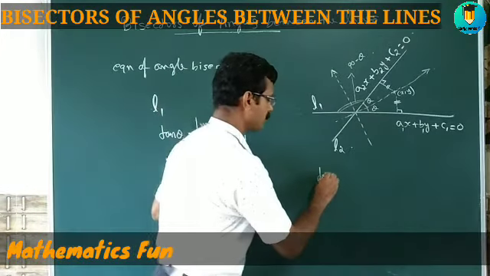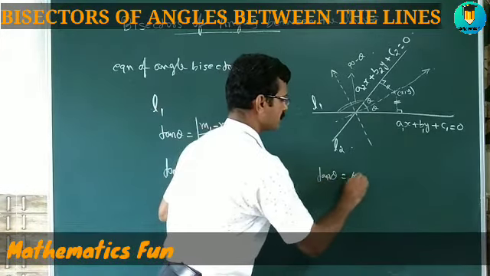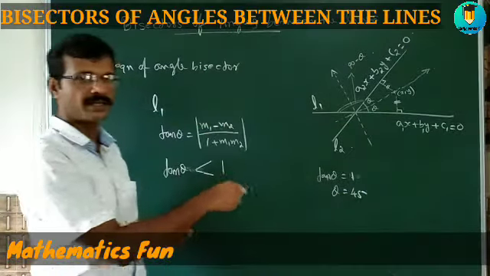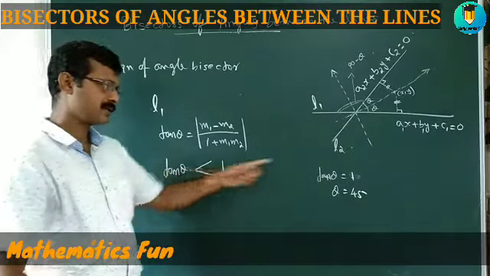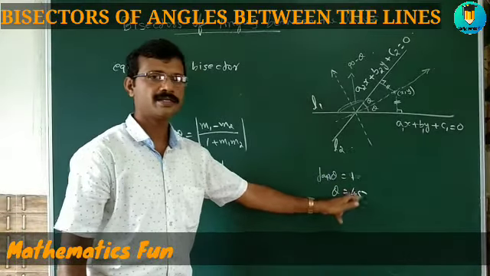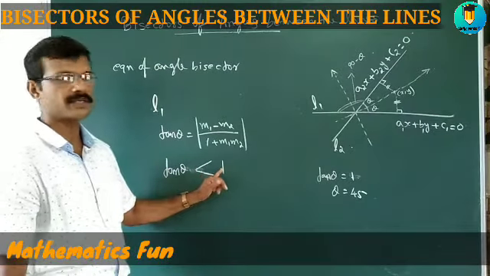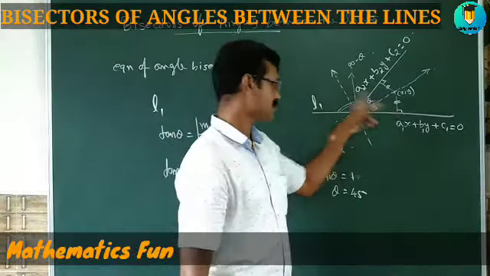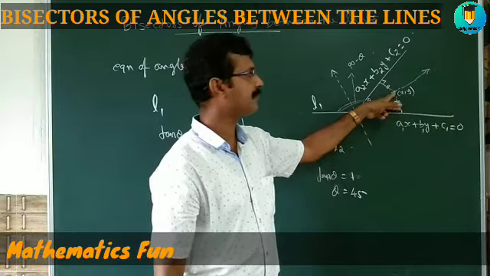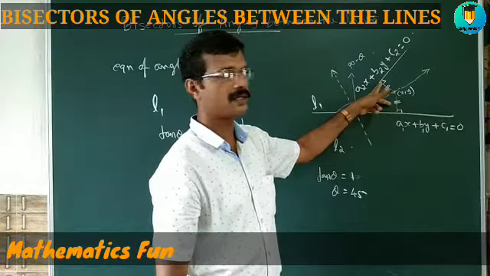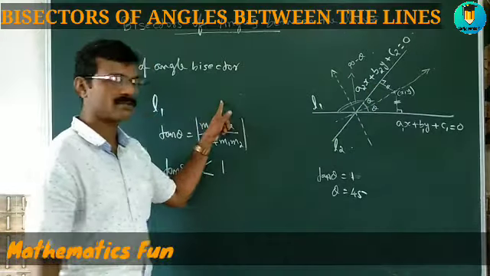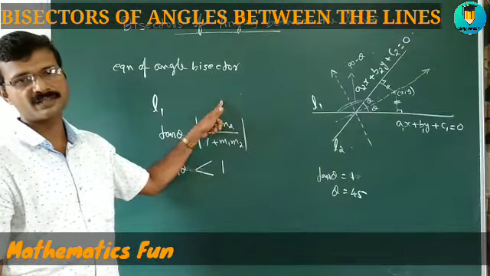tan theta is equal to 1 when theta is 45 degrees. So if it is anything less than 45 degrees, then you will get less than 1. For example, suppose it comes 43. If I double it, 86. 86 means acute angle. So that means whatever bisector I had taken, it was the acute angle bisector.